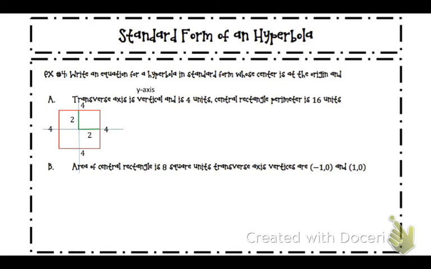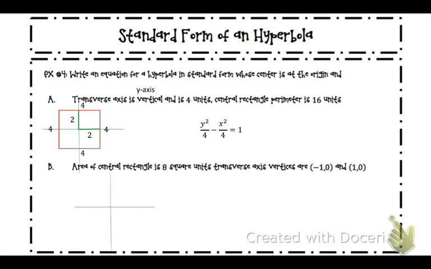That distance there is 2, which means my a is 2 and my b is 2. So this is going to be y squared over 2 squared, which is 4, minus x squared over 2 squared, which is also 4, and that equals 1. And y came first because my transverse axis was the y-axis. It was the vertical axis.